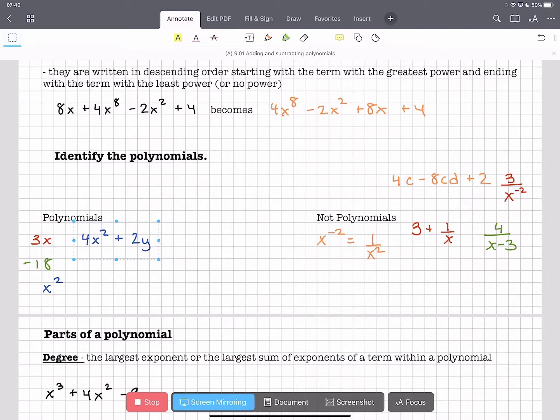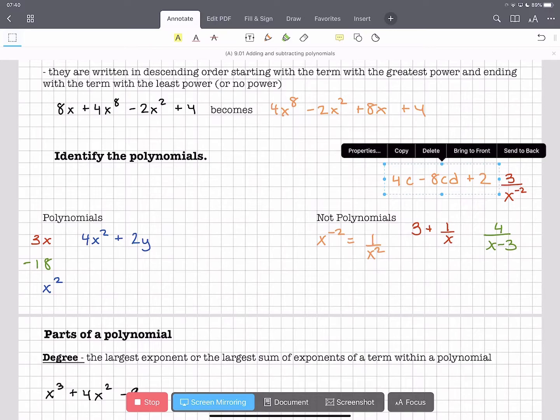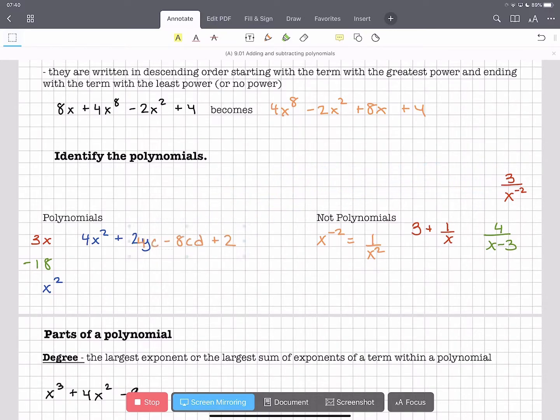4c minus 8cd plus 2. This is a trinomial separated by subtraction and addition, so this counts as a polynomial. And lastly, we've got 3 divided by x minus 2. This is a polynomial. And you might be wondering why when we've got that division by a variable there.